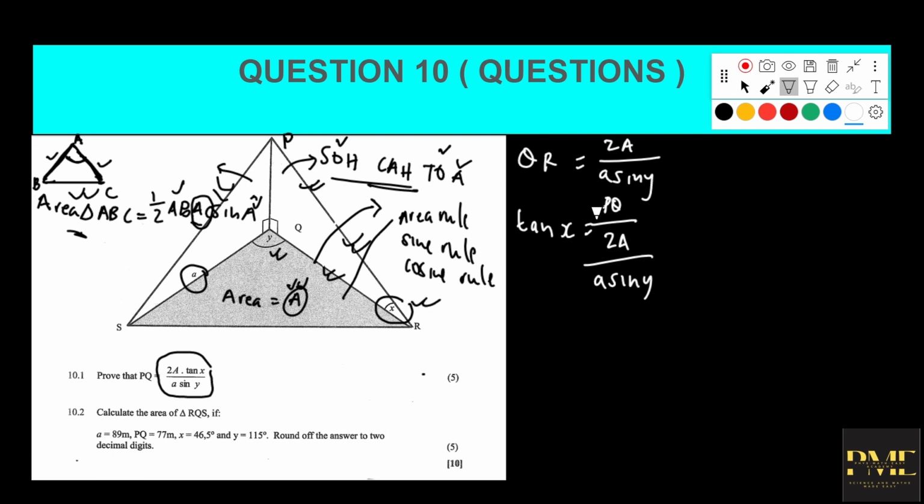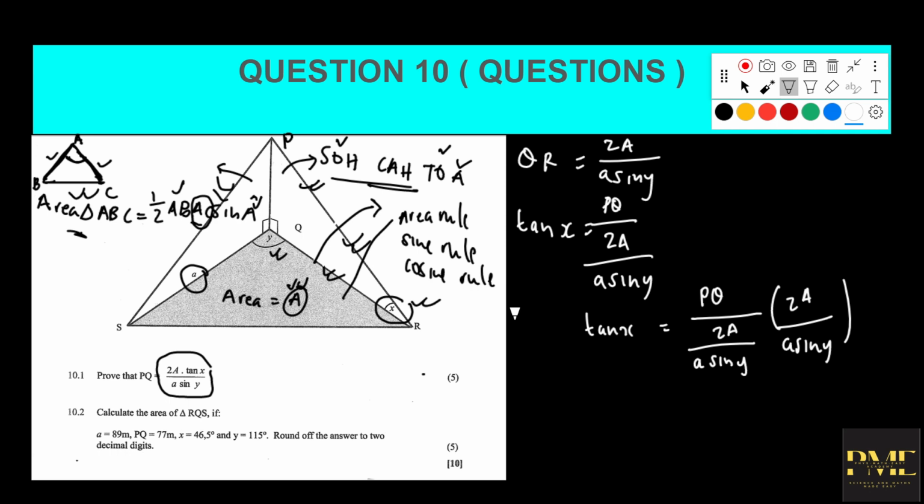Okay. And then again it's just our maths. So we try to make PQ the subject of the formula. We see that tan x is equal to PQ over 2a over a sin y, guys. Then to make PQ the subject of the formula, we multiply by 2a over a sin y, because the denominator component we multiply again by 2a over a sin y. So that and that will go, and we are left with PQ on its own on this side.